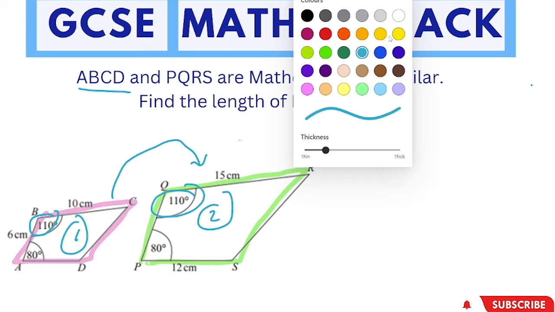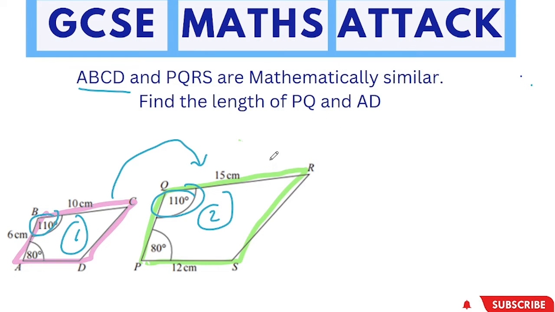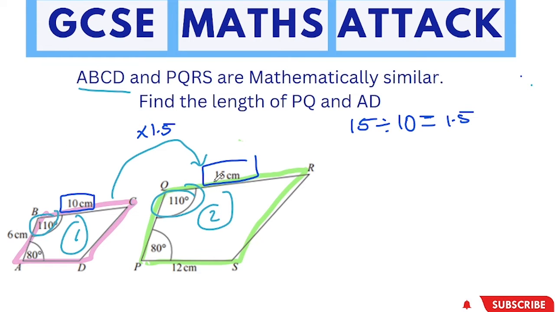In order for me to work out the scale factor, I need to find the two corresponding sides. If I look at BC, I can see that it's 10 centimeters. In shape 2, I need to find something corresponding to BC. I can see QR is similar to BC, so I'm going to compare both of these lengths. All I have to do is 15 divided by 10, and that gives me 1.5. What does this 1.5 mean? It means I need to times my 10 centimeters by 1.5 in order to give me 15.